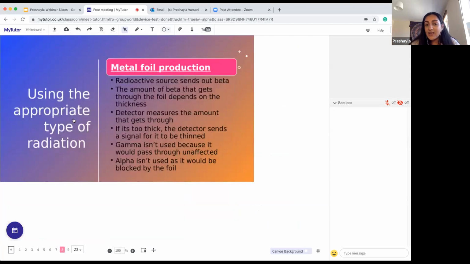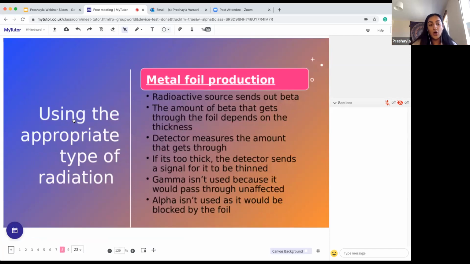Okay, so the second application of radiation that you need to know is the application of beta. Beta is used in metal foil production. So we have a radioactive source which sends out beta particles. The amount of beta that gets through the foil depends on the thickness of the foil.